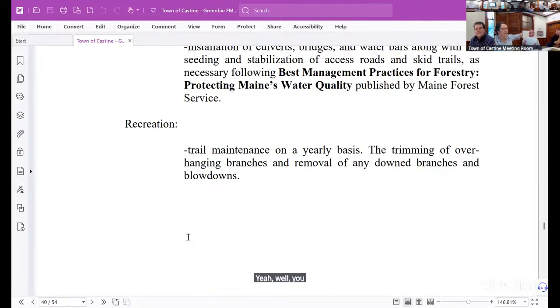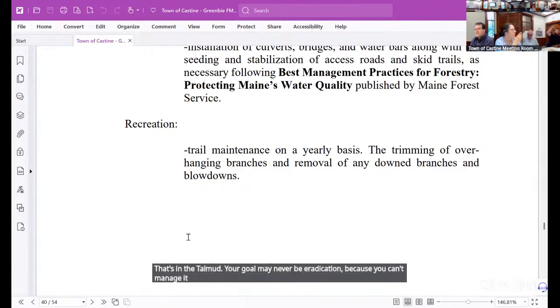So if you look at that, that's up in the top of the expected zone. Your goal may never be eradication, because you can't manage it. Your goal is to hold the line. So find where the infestation is, you might draw a circle around it, and hold the line.